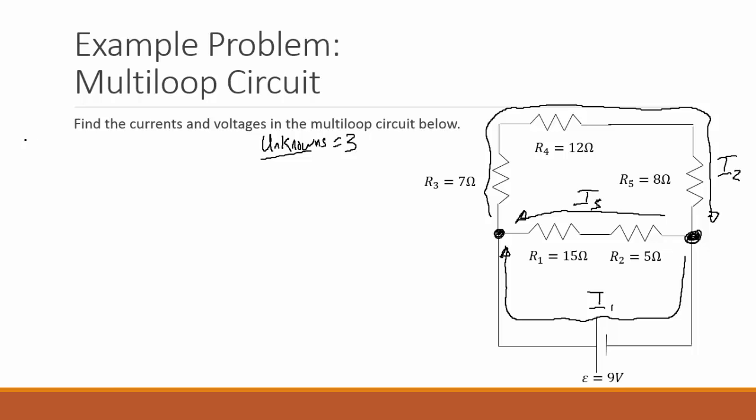So the junction equations are only going to give me one. So I'm going to need two loops in order to solve this. Now note, there's actually three different loops you can make on here. I could go all the way around the big loop. I could go just on the little bottom part and do that as a loop. Or I could do this top part and do it as a loop. So there's three options, but I only need two of them.